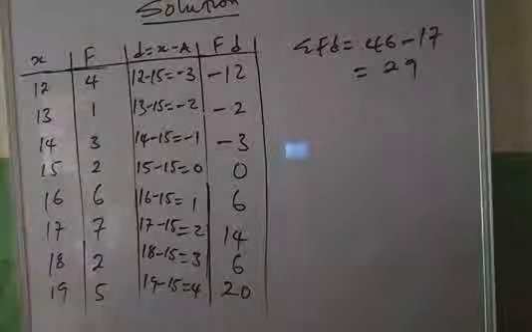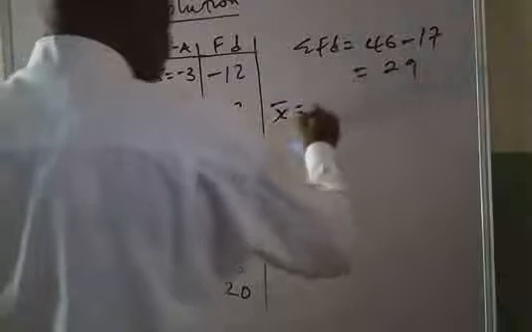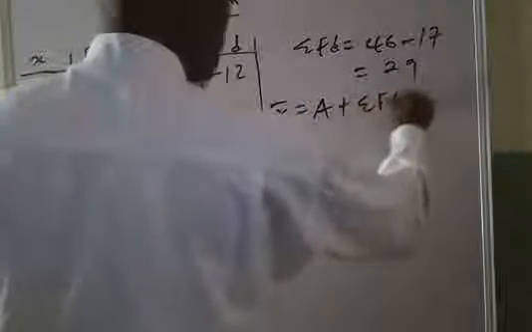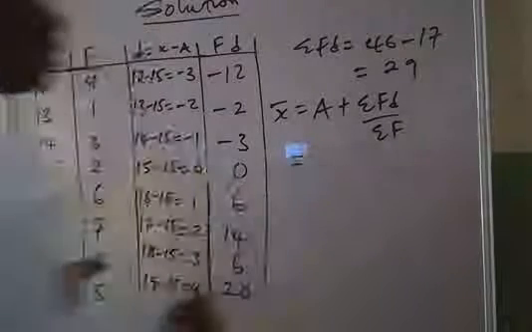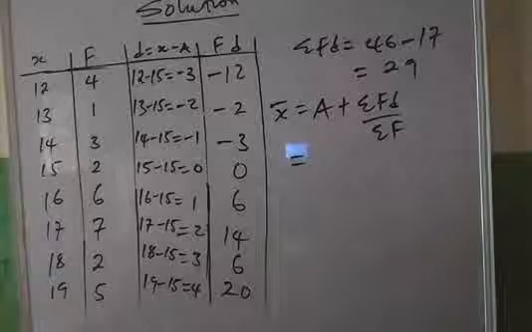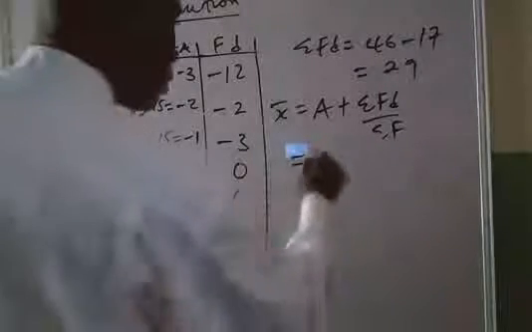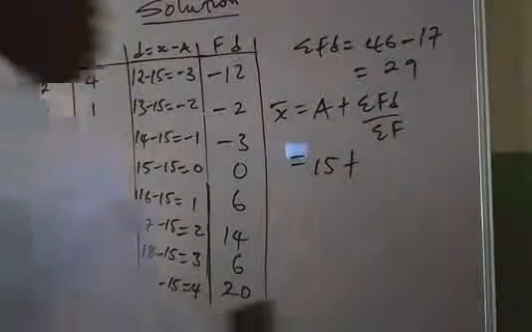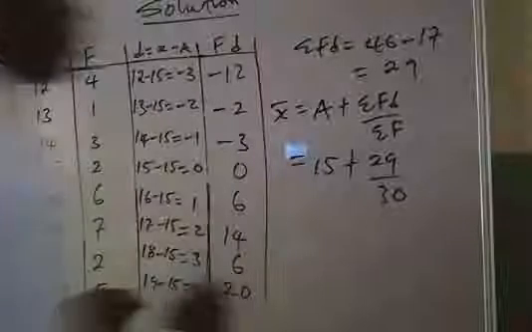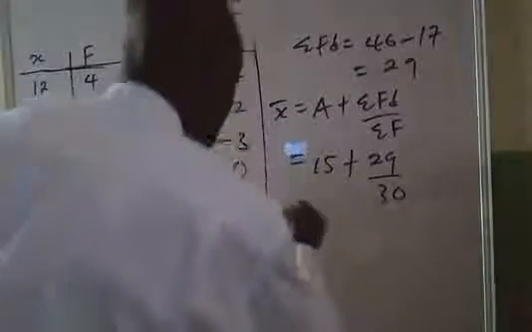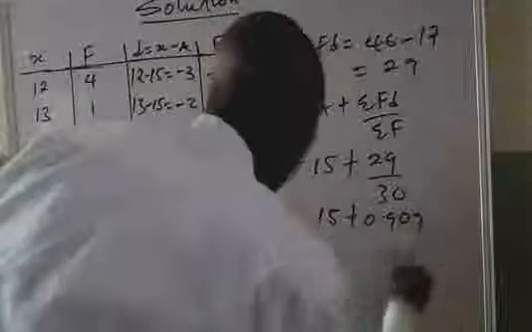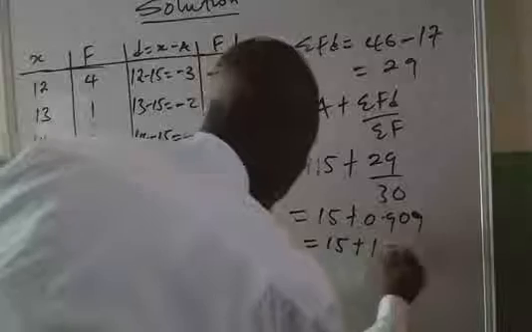Here will be 29. So, our bar S is equals to A plus sigma FD over sigma F. That is the formula. So if we apply this, we know that the total frequency is 30, because we're told that's 30 job seekers. So you have A is 15 plus sigma FD is 29 over 30. This is equals to 15 plus 0.909, which is approximately 15 plus 1, which is 16.